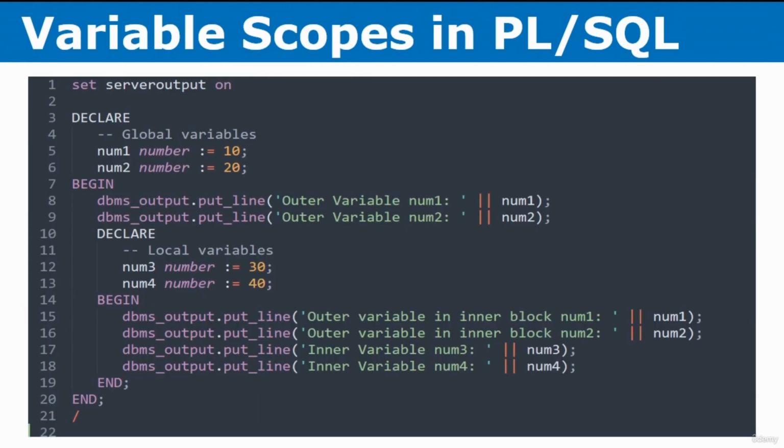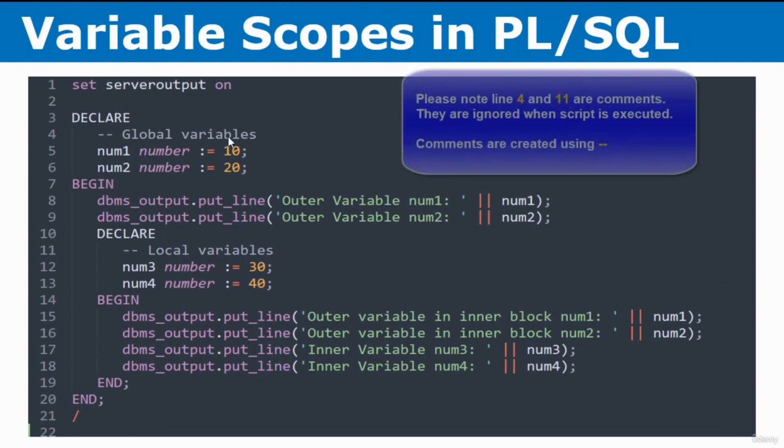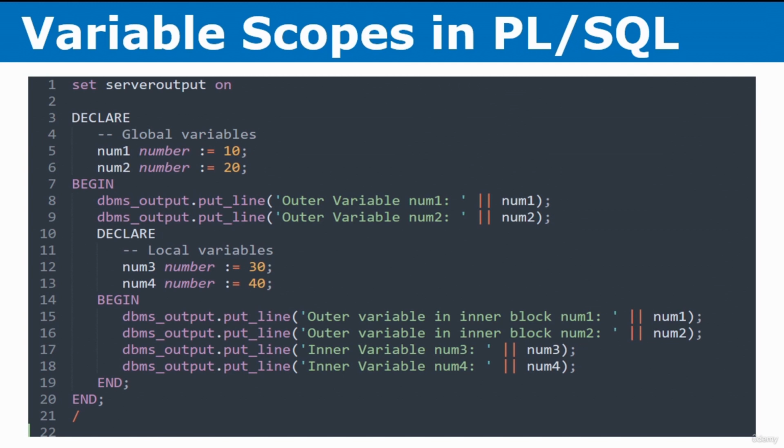Let's take a look at this script that I have written. Inside the script, I have declared some global variables. Global variables are usually declared in the outer block or a package. With a global variable declaration, you can access the variables from any blocks within the PL/SQL blocks. So I've declared two global variables on lines number 5 and 6, and I've also initialized the variables.